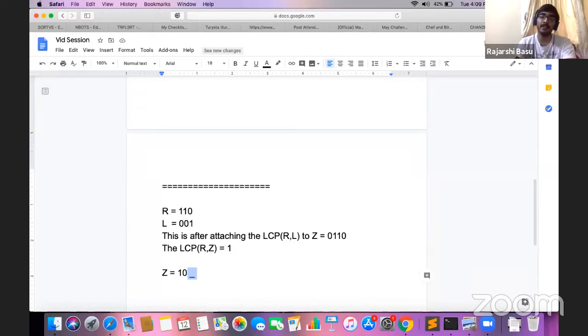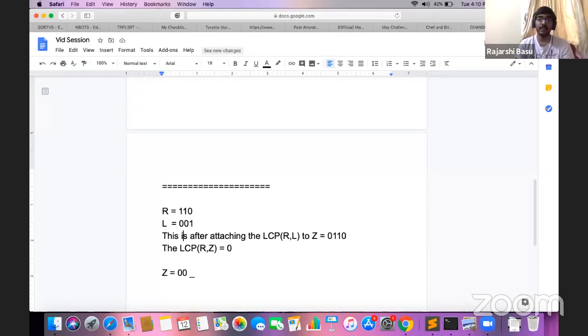So whatever characters are left, we take the odd value of those remaining characters from both X and Y, and we just place them there. Now, what if LCP of R and Z is 0? That means it is starting with 0, right? So now I am ensuring that Z is always less than R. In the previous case, we had ensured that Z is always greater than L. In this case, we are ensuring Z is always lesser than R.